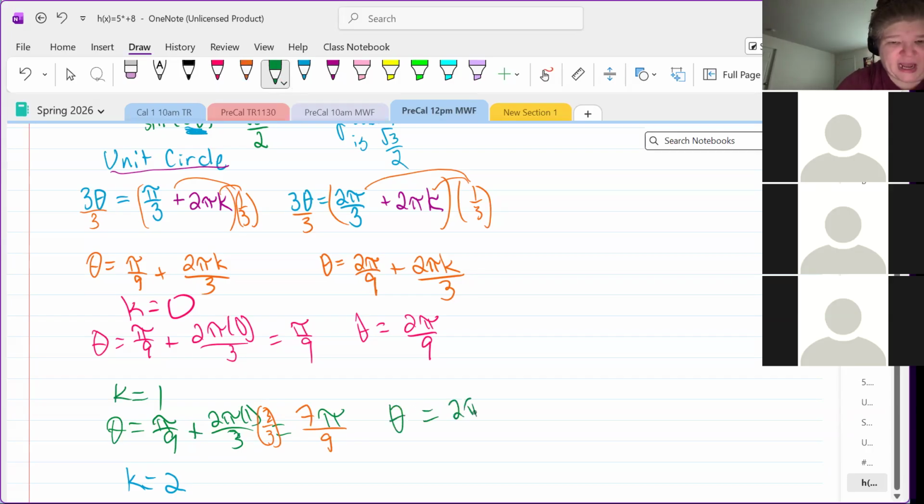And then our other one, we're going to have the 2 pi over 9 plus 2 pi times 1 over 3, so 2 over 3. So that one also, I need to multiply by 3 over 3. 6 plus 2 gives me 8 pi over 9.